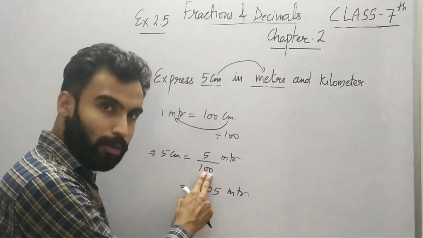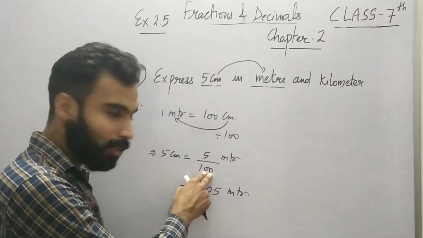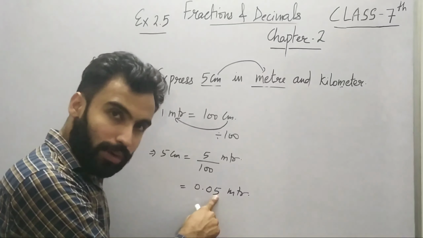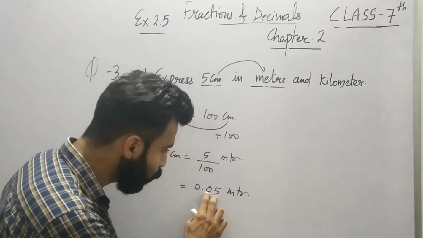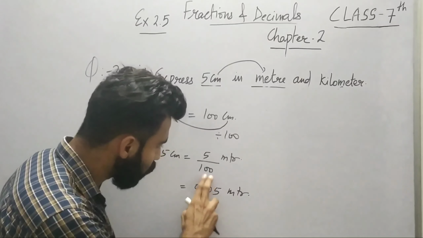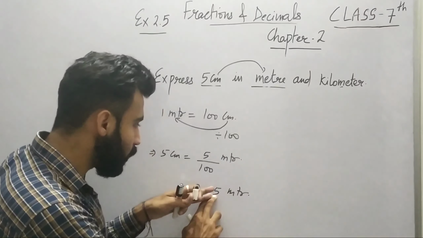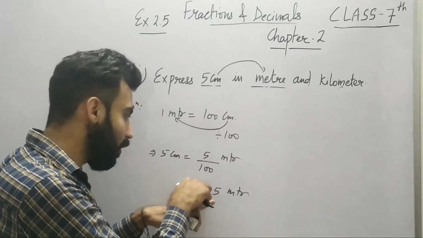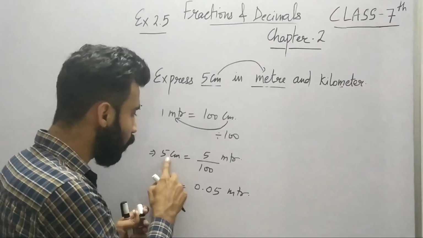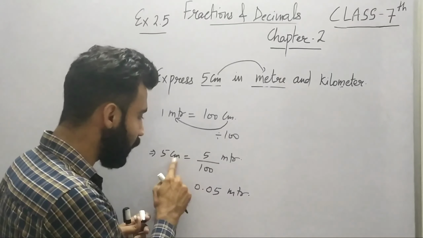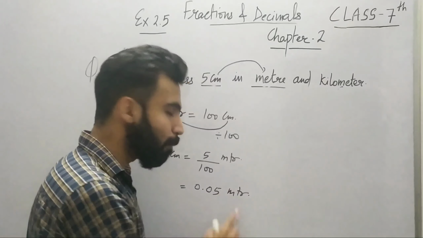Remember, let me tell you again. There are 2 zeros in the denominator. One digit is already there, so put a 1 0, so that will become 2 digits. You can compare it here. Before 2 digits, I have placed the decimal and then again a 0. So this is the conversion of 5 centimeter into meter. That means 5 centimeter equals 0.05 meter.